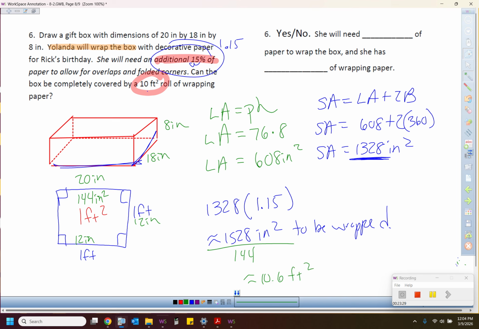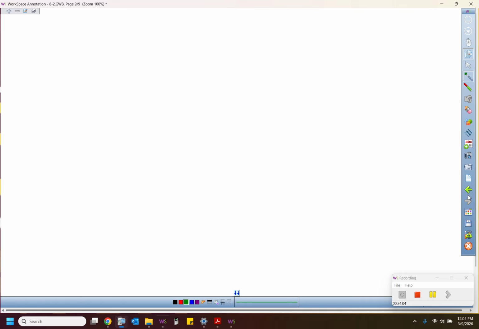And the question is, does she have enough paper? So the answer is no. She will need 10.6 square feet of paper to wrap the box, and she has 10 square feet of paper. So she didn't have enough. If she did, you would say yes to it, and then just fill in the same blanks in those situations. But the old square inches to square feet, because it's not just inches and feet, it's square, so it's 2-dimensional, 12 times 12.